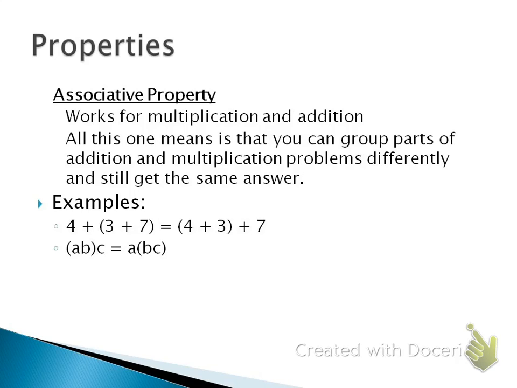So in the first one, this is an example using addition. The parentheses tell you what to do first, so you could add the 3 and the 7, then add the 4. You would get the exact same answer if you added the 4 and the 3, and then later added the 7. Same thing down here. A times B and then times the C would give you the same thing if you did B times C and then times the A.